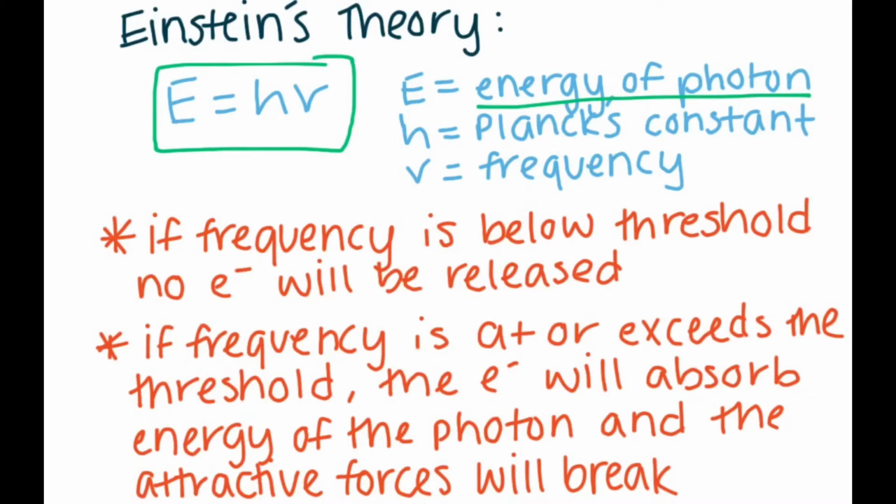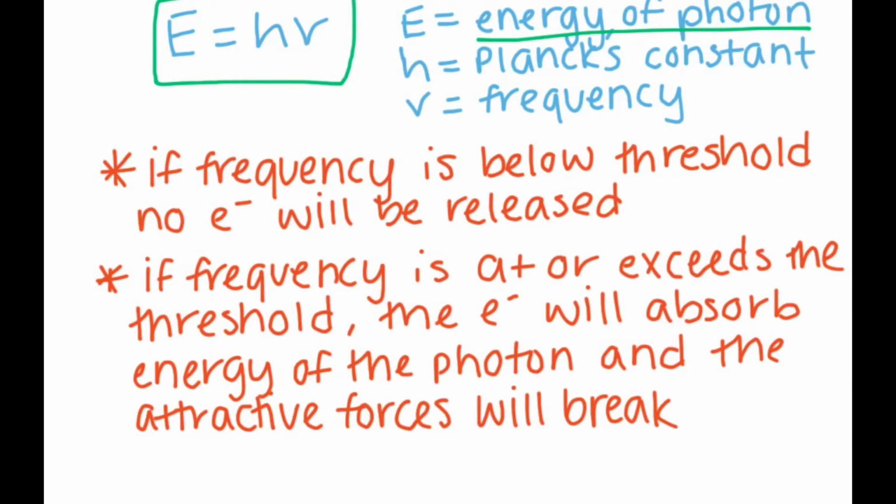So Einstein's theory basically summarizes that if the frequency is below the threshold, no electron will be released, even if it's exposed for an extended period of time. And if the frequency is at or exceeds the threshold, the electron will absorb the energy of the photon, and the attractive forces holding the electron to the metal will break, and that is how the electron is ejected.